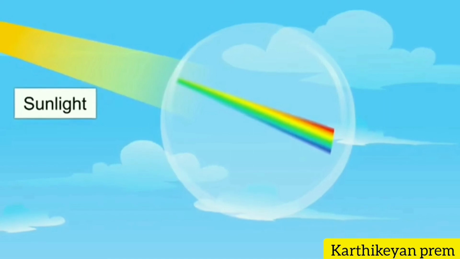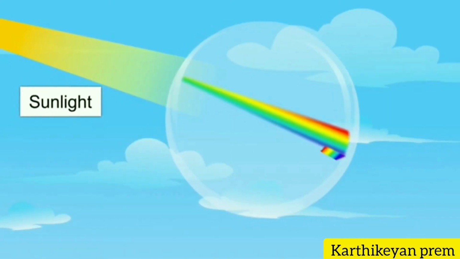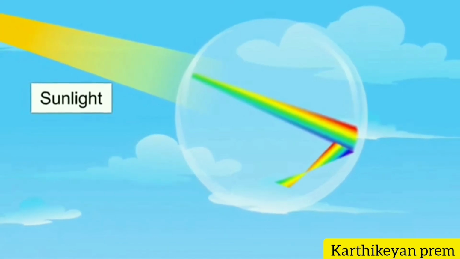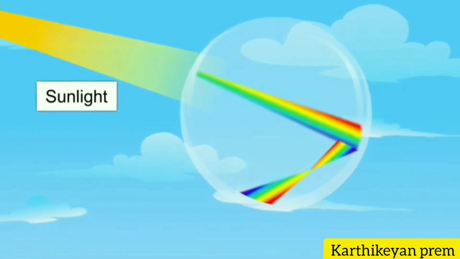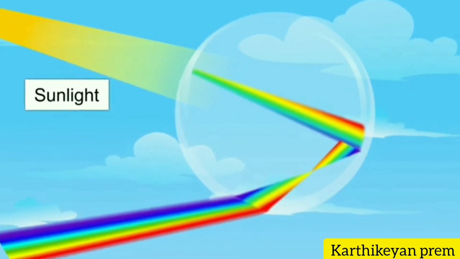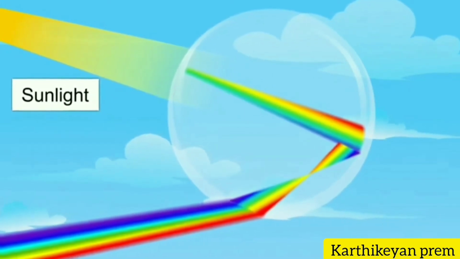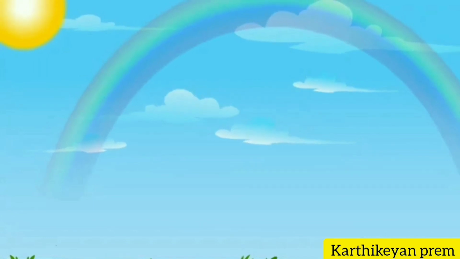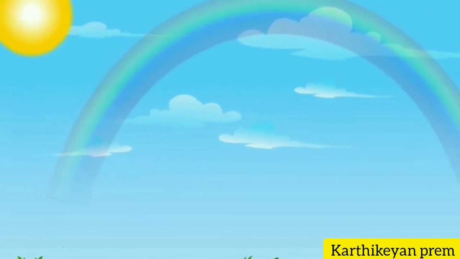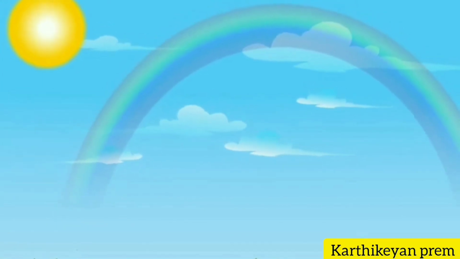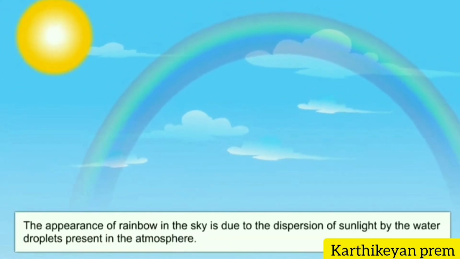When this band strikes the other edge of the drop, it gets reflected internally towards the first edge of the drop. As the band reaches the first edge, it gets refracted again and finally comes out of the raindrop. This band of colors which finally comes out of the raindrop is what we see as a rainbow. A rainbow is always formed in the direction opposite to that of sun. Thus, the appearance of rainbow in the sky is due to the dispersion of sunlight by the water droplets present in the atmosphere.